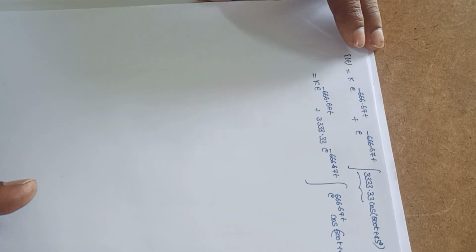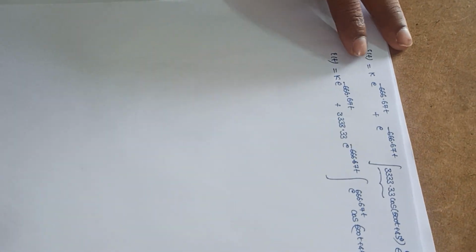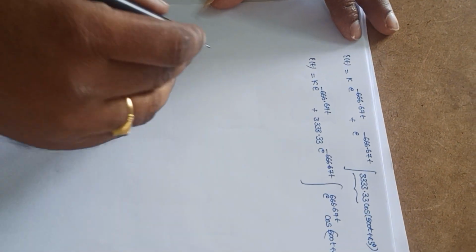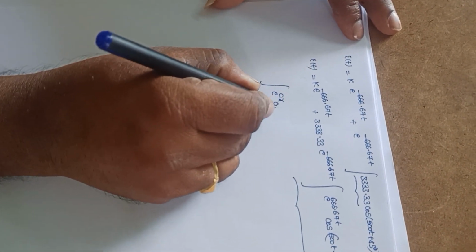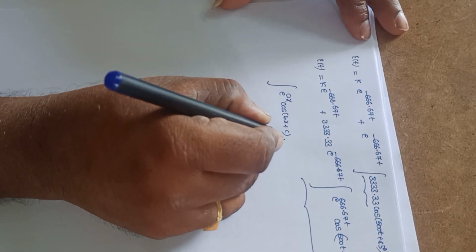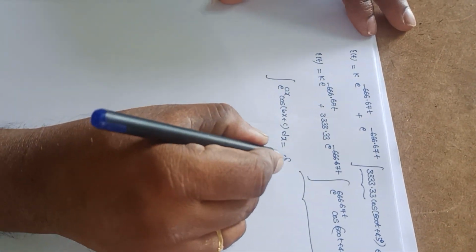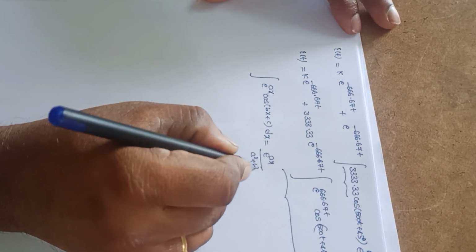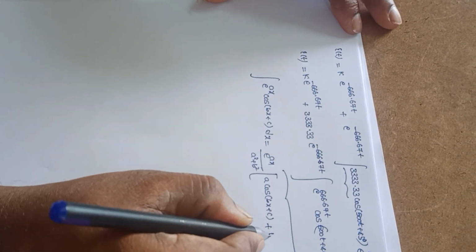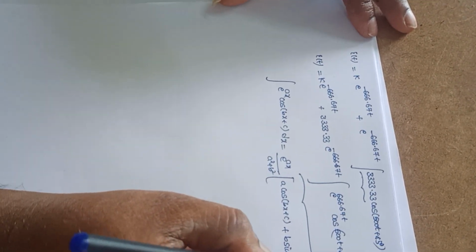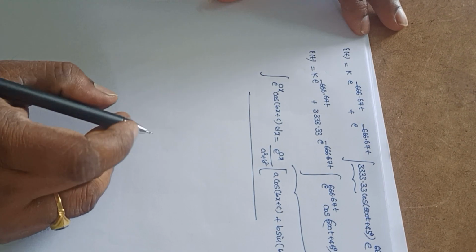Now, this is the expression for I of t. I need to find this integral. It is like e power ax cos of bx plus c dx. The formula for this type of problem is e power ax divided by a square plus b square into a cos of bx plus c plus b sine of bx plus c. So this is the formula for finding the integration of this type of expressions.